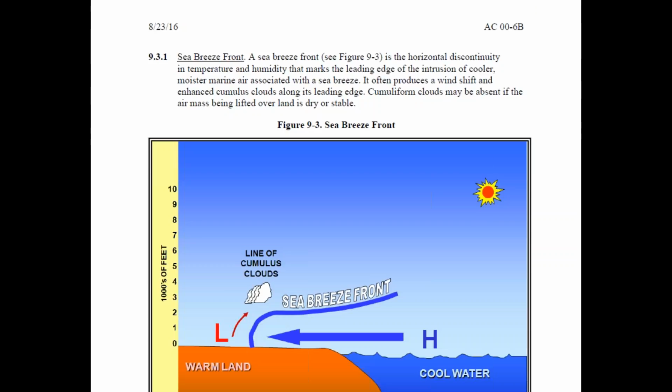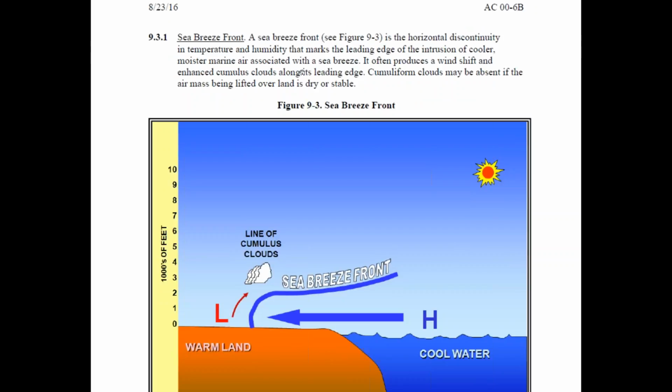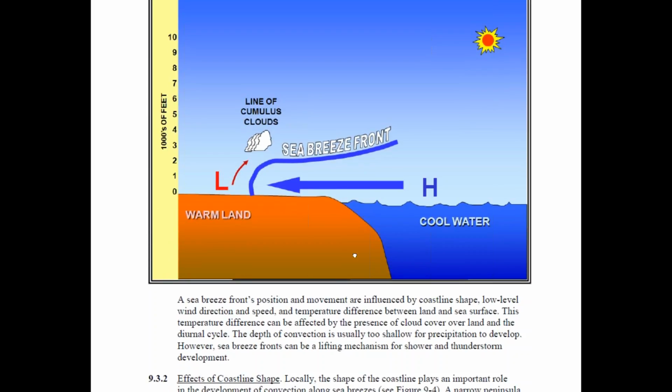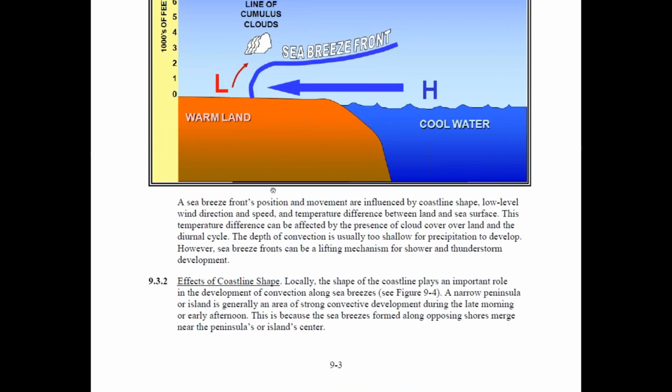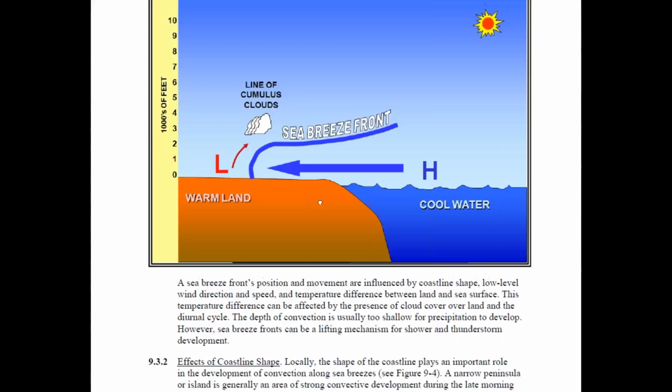Sea breeze front. The horizontal discontinuity in temperature and humidity that marks the leading edge of the intrusion of cooler, moister marine air associated with the sea breeze. It often produces a wind shift and enhanced cumulus clouds along its leading edge. Cumuliform clouds may be absent if the air mass being lifted over land is dry or stable. So that's a sea breeze front, where you actually have a true high and a true low basically converging on each other.